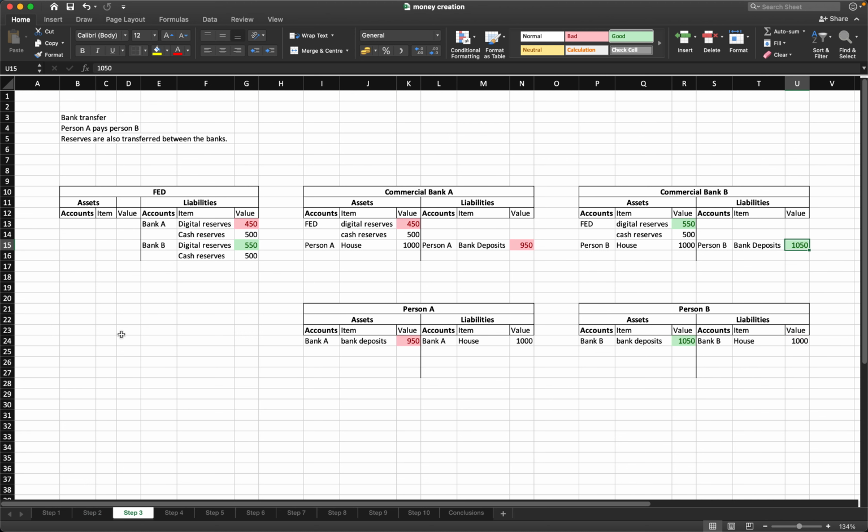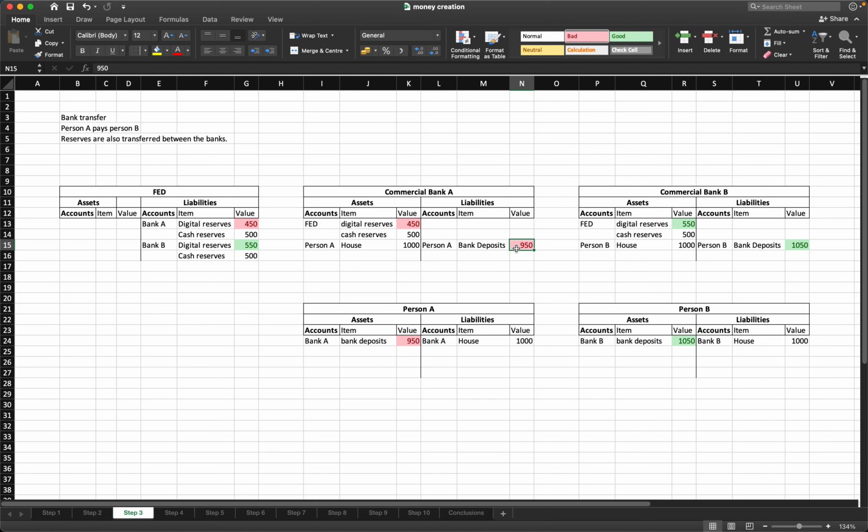In step 3, we're going for a bank transfer. Person A pays person B $50. The result is that the reserves are also transferred between the banks. So as you can see, person A loses 50 bank deposits, person B gains 50 bank deposits. The mirrored balance sheets for commercial bank A and B also show this.